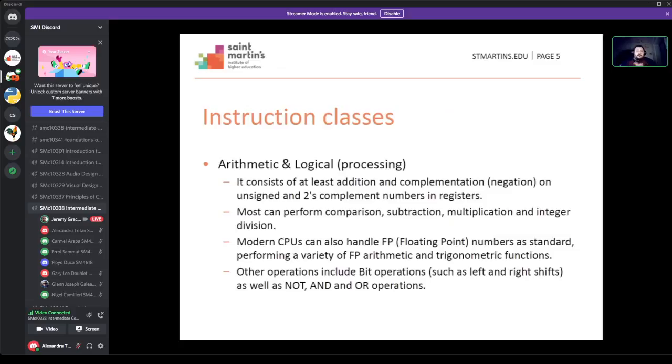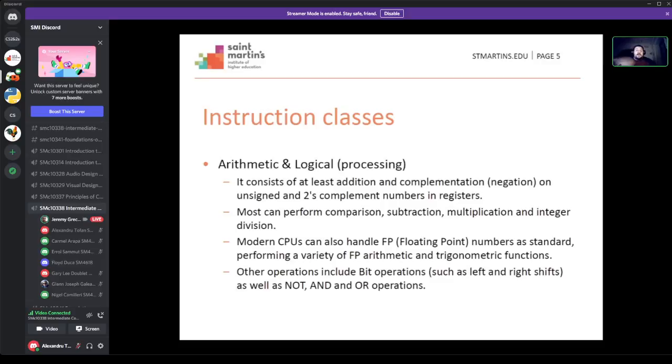Usually, these forms of operations fall under a number of different categories. One is arithmetic and logical processing, where you'd be able to conduct addition, complementation, so negation of two's complement numbers. Maybe you want to be able to do comparisons, subtractions, multiplications, and divisions, and maybe not only just for integers, but also for floating point numbers. Most modern CPUs also have floating point processors instead of just ALUs. They have FPUs.